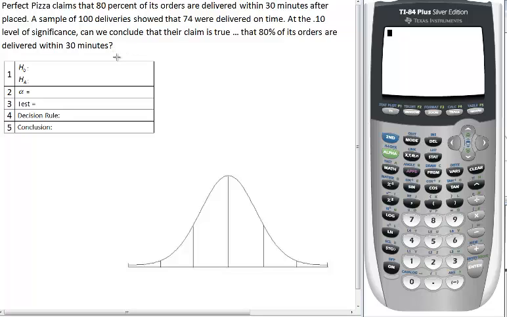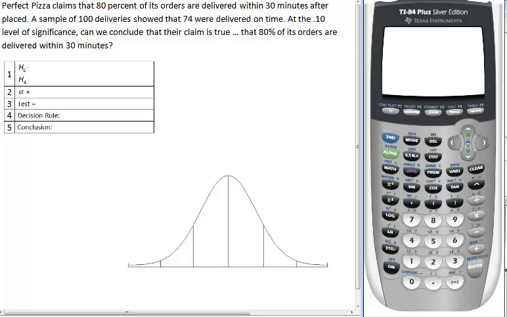Alright, now have a look at the 5 steps again. 1, 2, 3, 4, 5 written there in the box. So the first thing we have to do is state the null hypothesis and the alternate hypothesis. However, before we do that, what I like to do is always list our information first over here.